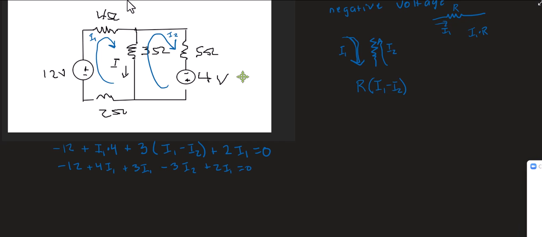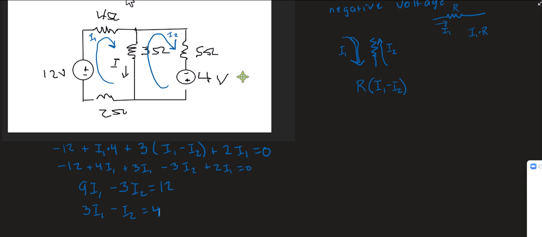Or 9I1 minus 3I2 equals 12. And then I can divide everything here by 3. 3I1 minus I2 equals 4.